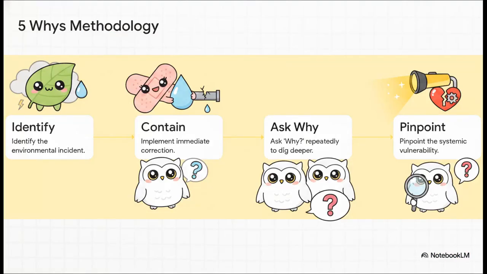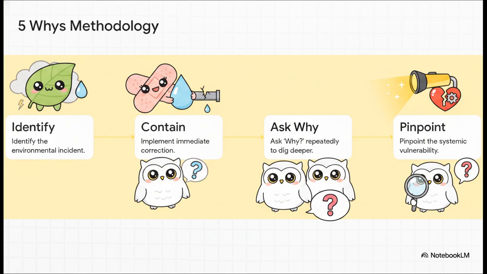To uncover those hidden systemic causes, you need a structured procedural flow. First, obviously, you clearly identify the incident. Second, you implement that immediate correction just to stabilize the situation. But third is where the real work begins. You start asking why repeatedly. This is the core of the 5 whys methodology. And it's incredibly powerful because asking why strips away our initial assumptions.